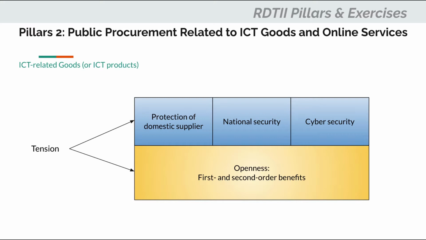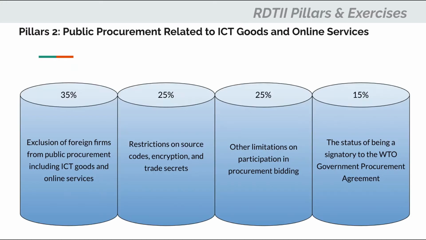Furthermore, while the national security and cybersecurity interests are significant, economies need to examine whether the measures are necessary to serve those interests or other less restrictive means exist. Pillar 2 covers discriminatory and trade-distortive public procurement policies, which are: first, exclusion of foreign firms from public procurement, including ICT goods and online services.